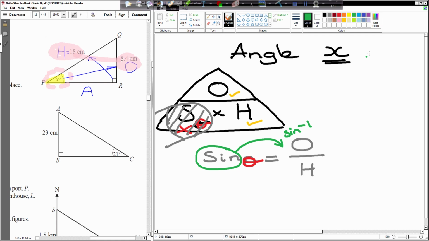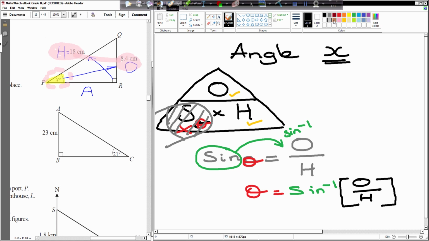So I'm just going to write it a bit neater and clearer. So actually I'll need some space. Will we fit in here? We should. So theta is equal to sine inverse. Now, where do you find this button, sine to the power of -1? You find it on your calculator by pressing shift and the sine button. So now we need to put the values in.